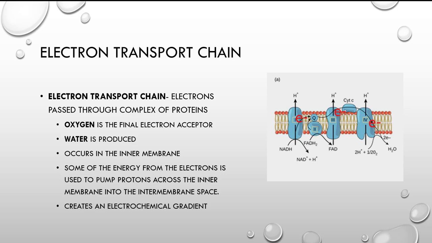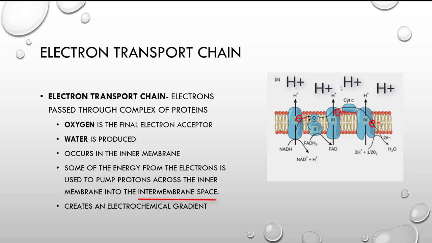And by doing so, they have just enough energy to pump what we call protons, or H+, across the inner membrane into what we call the intermembrane space. So we end up pumping all of these protons, or H+, across into this intermembrane space. And this creates an electrochemical gradient where we have all these positive protons on one side of the inner membrane.